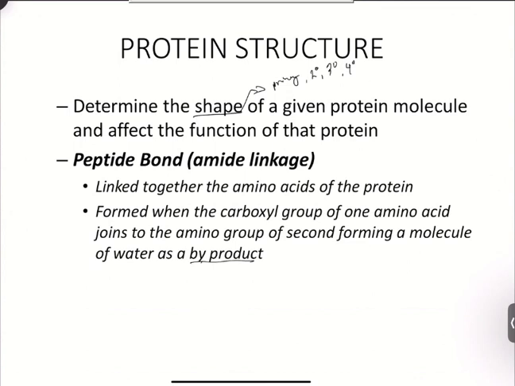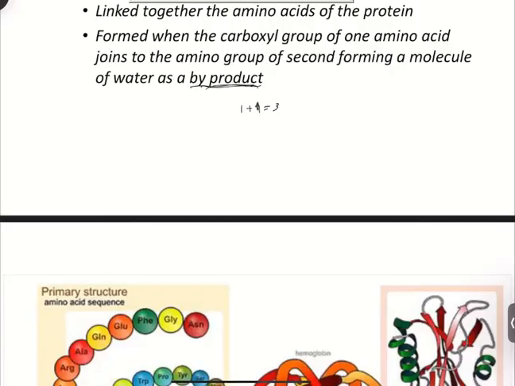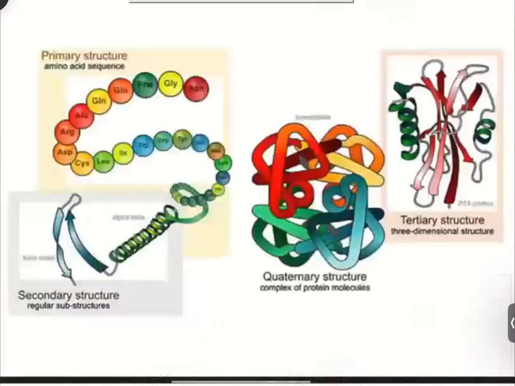A byproduct, parang ano lang to, nag 1 plus 1 ka, ang sagot mo 3. Okay? Bakit sa nakuha yung isa? Byproduct. Okay, sobrang excess. As for that, you have your primary structure. This primary structure is composed only of your amino acid sequence.